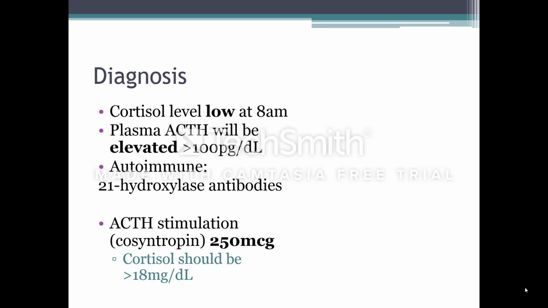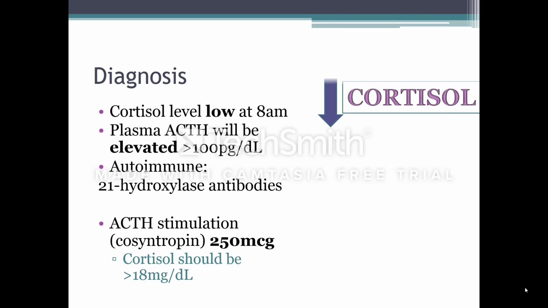So how do we diagnose a patient with Addison's disease? It is commonly made by a very low morning cortisol level associated with elevated ACTH levels. If it is autoimmune, there will be an antibody called 21-hydroxylase, which can be detected in the serum.